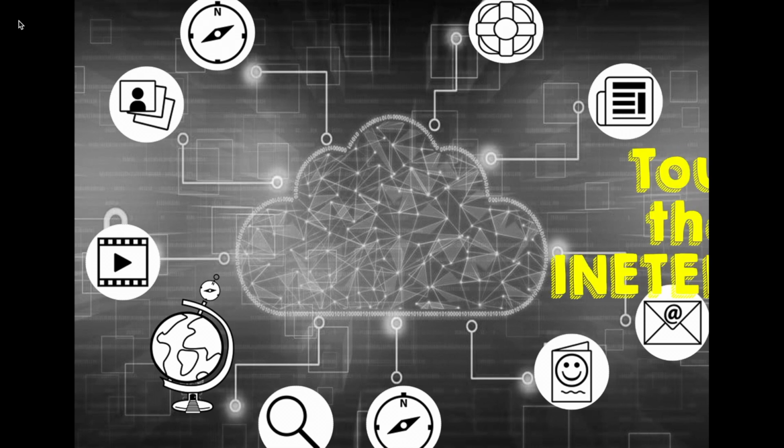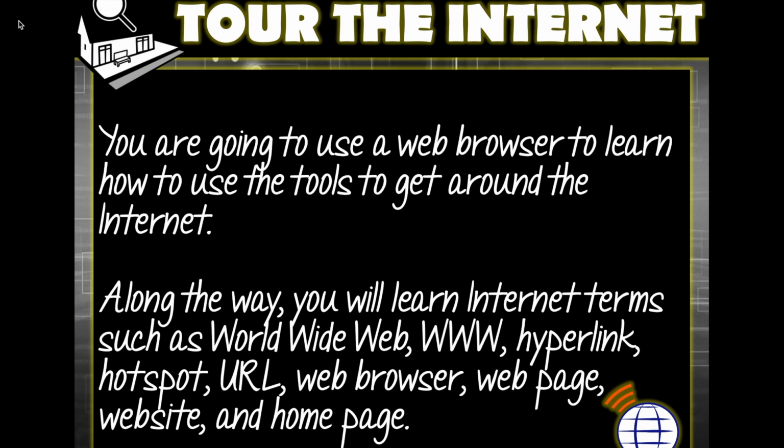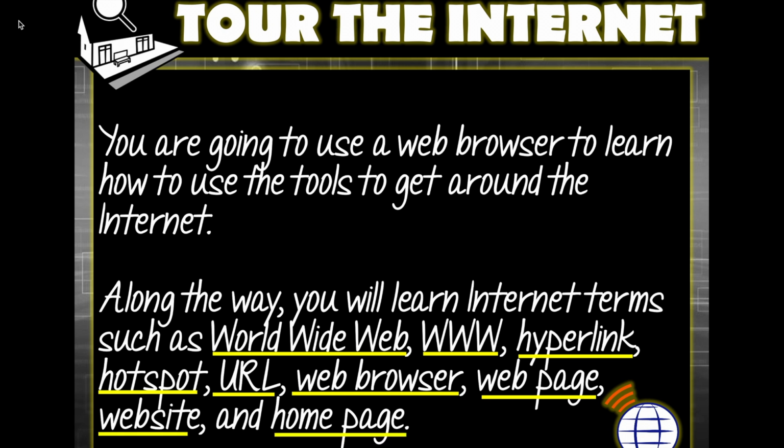Let's take a tour of the internet. You are going to use a web browser to learn how to use the tools to get around the internet. Along the way, you will learn internet terms such as World Wide Web, www, hyperlink, hotspot, URL, web browser, web page, website, and homepage.